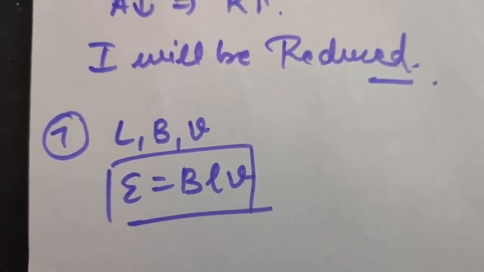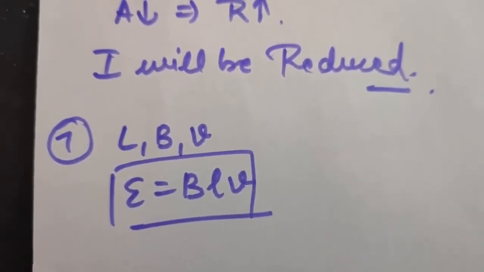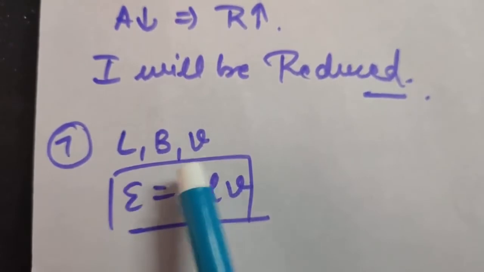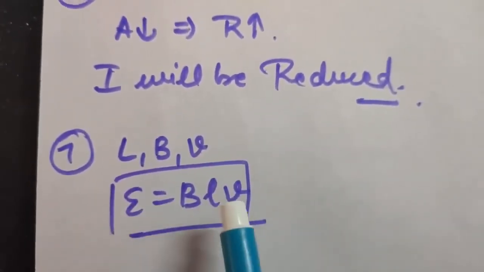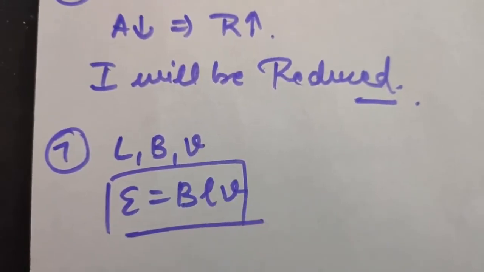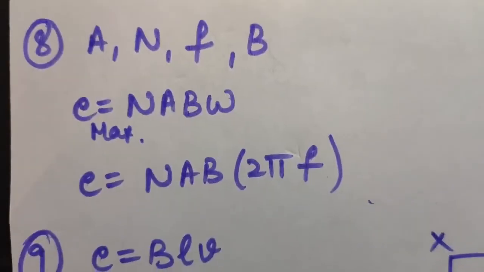Seventh question is a theory question. I think you have done it in your notes also. So L, B and V, three terms are given to you. So you can easily calculate induced EMF will come to be BLV. Next is question number 8.